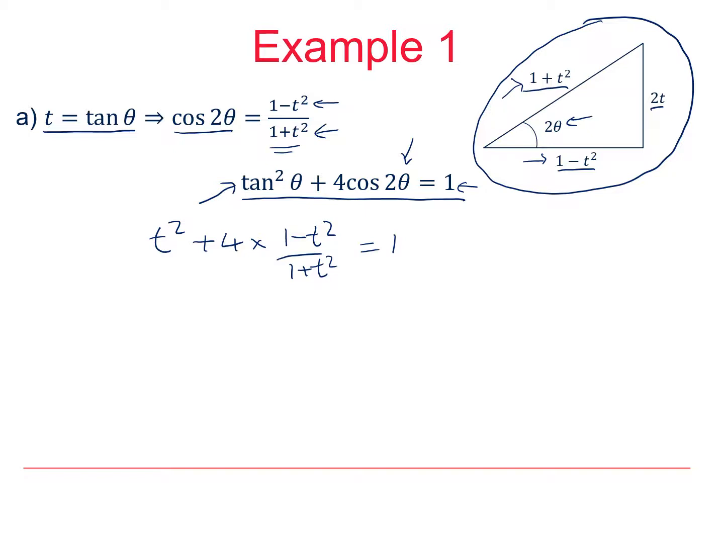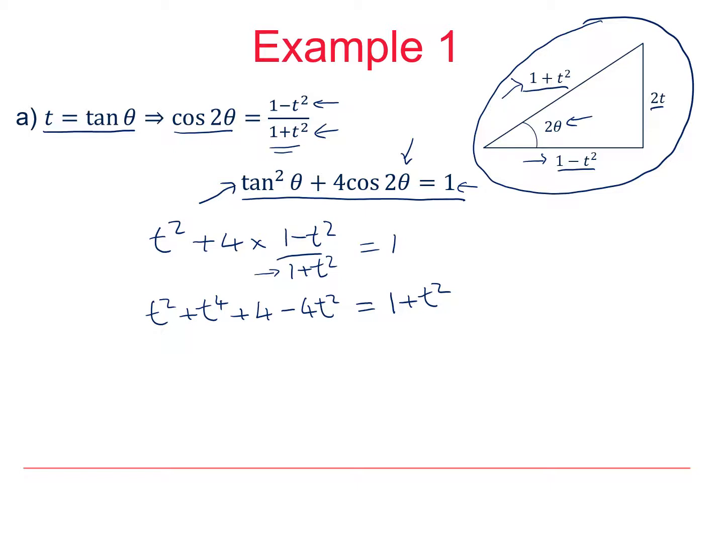To remove this fraction, I'm going to need to multiply by 1 plus t squared, making sure I multiply all terms by 1 plus t squared. So the first term is t squared, and I need to multiply that by 1 plus t squared. That is going to give me t squared plus t to the 4. Then I need to multiply the numerator of this fraction by 4, so I get plus 4 minus 4t squared. And not forgetting to multiply the right-hand side by 1 plus t squared, I get 1 plus t squared.